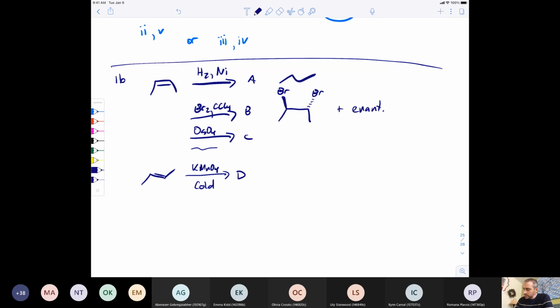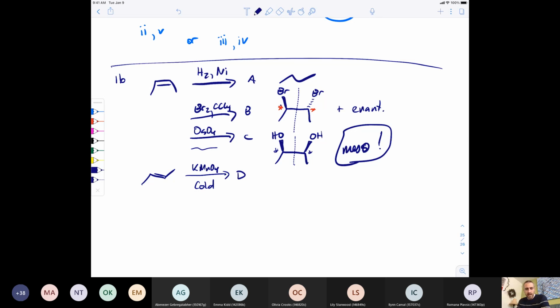This is not meso because there's no mirror plane that runs through it, right? It's not a reflection plane right there. There are chiral centers, but this will be a chiral molecule. C is osmium tetroxide. That does syn dihydroxylation. So that would give you this product. That one is indeed meso, because it has two chiral centers and a mirror plane.